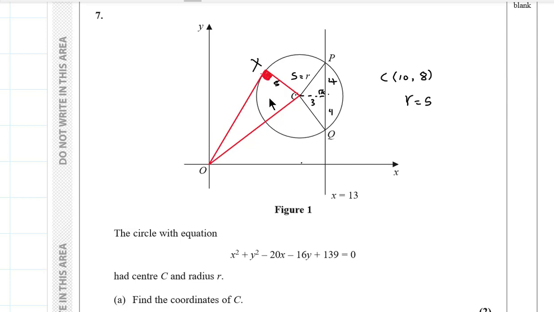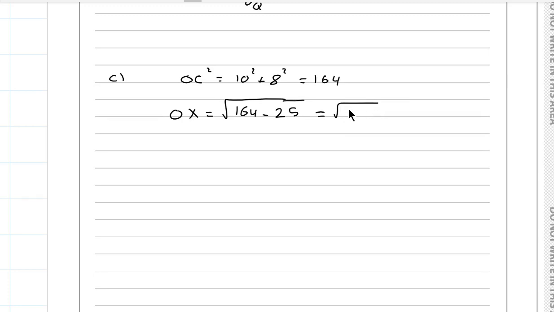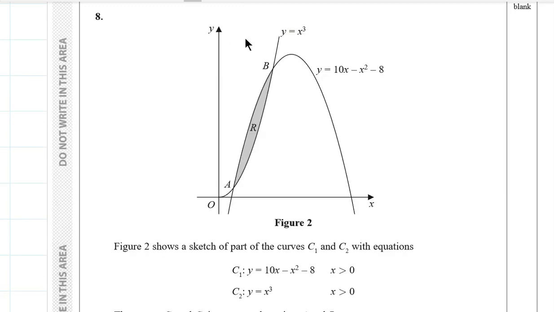So we can write easily OX equals the hypotenuse squared minus 5 squared. We can write here OC squared equals 10 squared plus 8 squared, which will be 164. And so the distance OX will be the square root of the hypotenuse squared, 164, minus the radius squared, which is 25, and the answer will be the square root of 139.